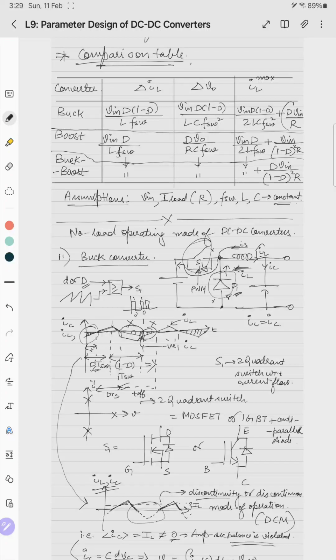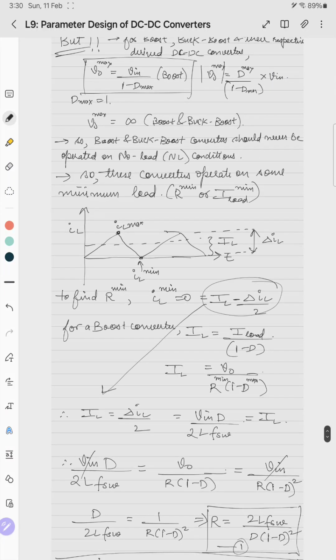Similarly, for amp second balance, the relation between input and output average currents will also change. Then all the analysis will change. We'll see what the advantages of discontinuous mode over continuous mode are, because the gain V0 by Vin will also change. For the same converter, does CCM give more voltage gain, or does DCM give more voltage gain? That also we will see in the next lecture. Thank you.